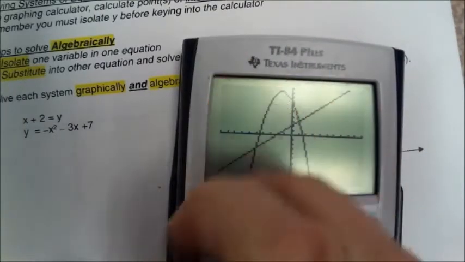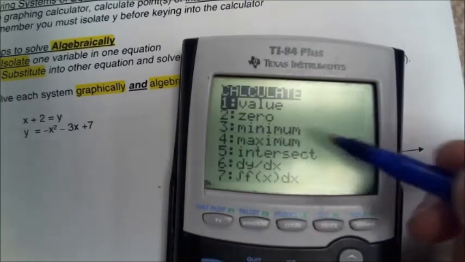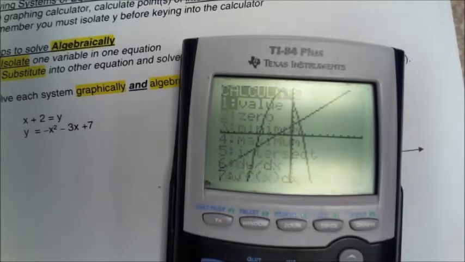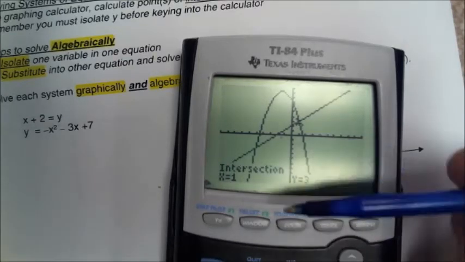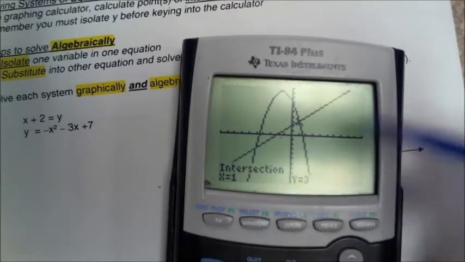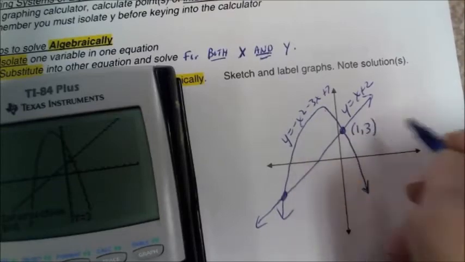And to figure out where they cross, it's just like what we did before. You're going to do second calculate. We're going to calculate their intersections, option 5, and then move the cursor close to the first point and hit enter 3 times. X is 1 and y is 3. When it says intersection, that is the solution, 1, 3. So label that as 1, 3.